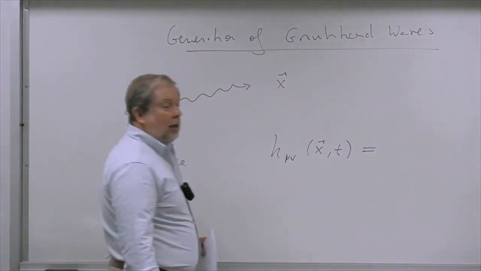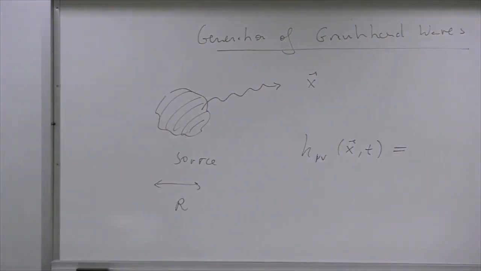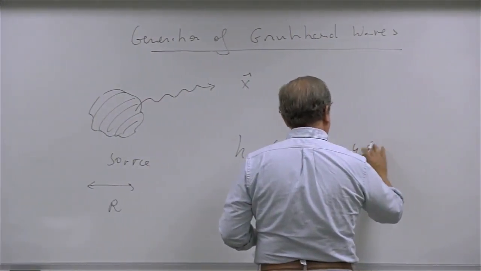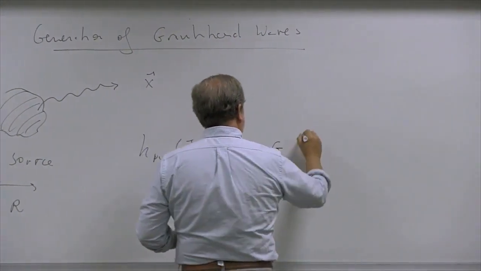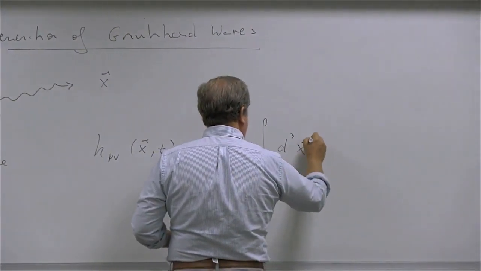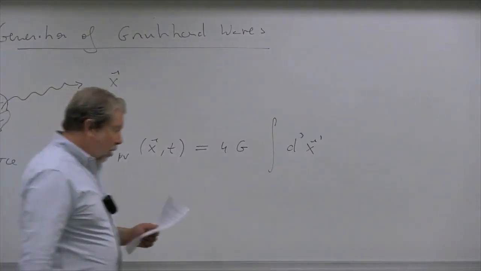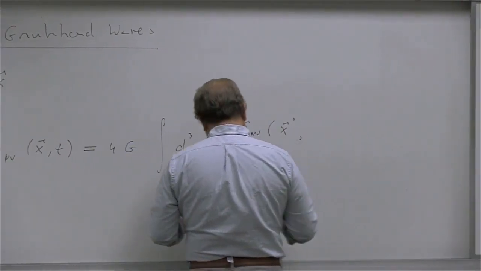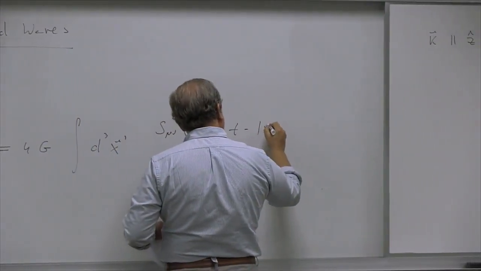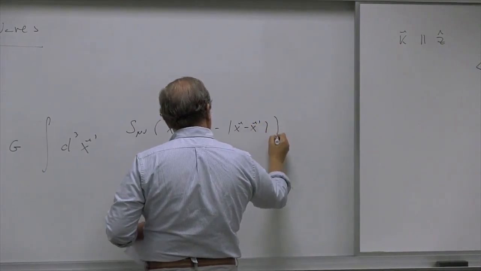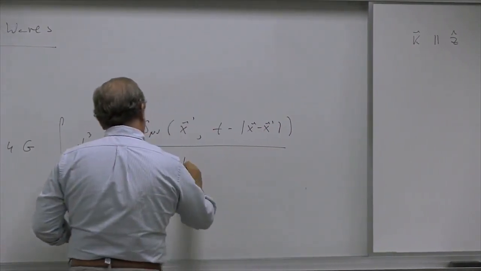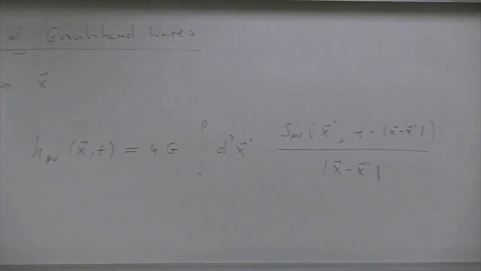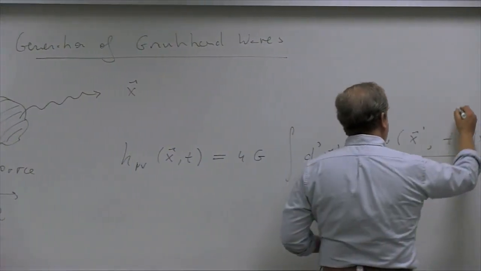h_{μν}(x,t), because of the nature of the wave equation, can be written in terms of a retarded potential. So the expression was that this is equal to 4G times the integral over the source, some integral in d³x', of the source term, S_{μν}(x', t − |x − x'|), the retarded time, divided simply by |x − x'|. And this is very much like the expression in electromagnetism. You have the retarded potential.